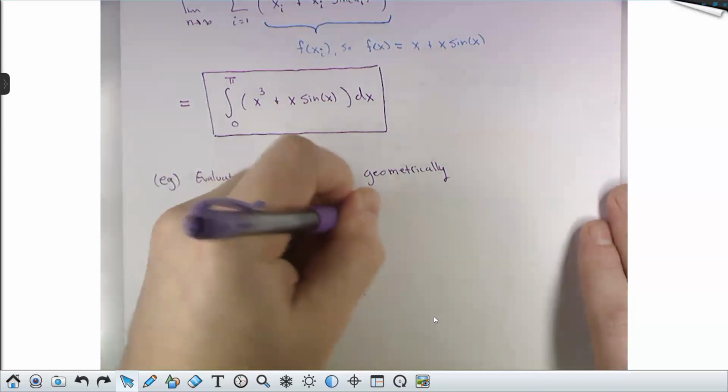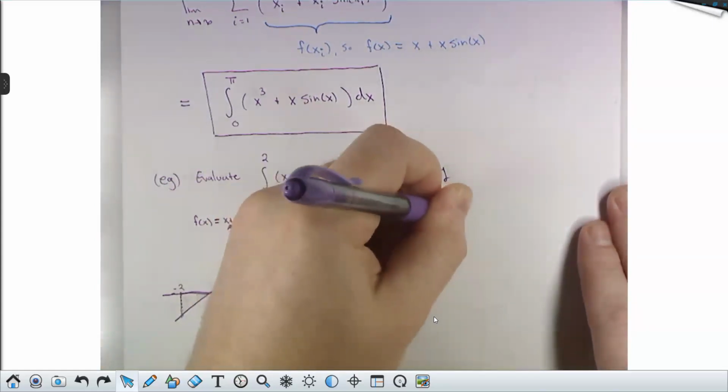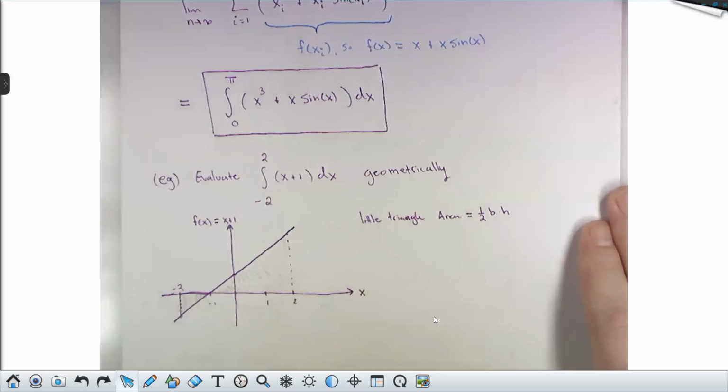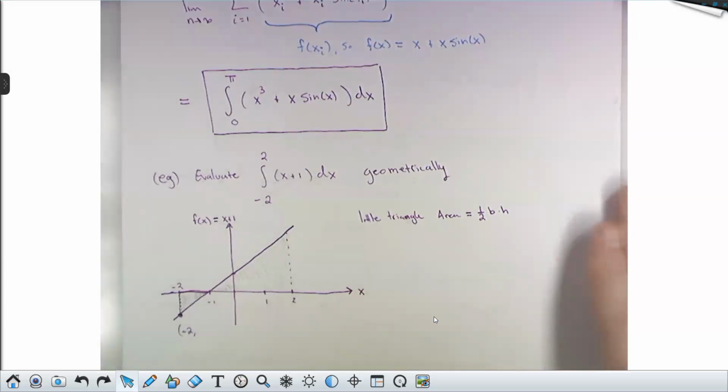So the little triangle has area equal to 1/2 base times height. The base of the little triangle here is 1, right? It goes from -2 up to -1. That's a length of 1. And the height of the little triangle, to find that, we need to know what this point is. Well, what's this point on the graph here? It's -2 comma what? Somebody help me out. I'm on the graph, f of x equals x plus 1. -1. Yeah, good, -1.